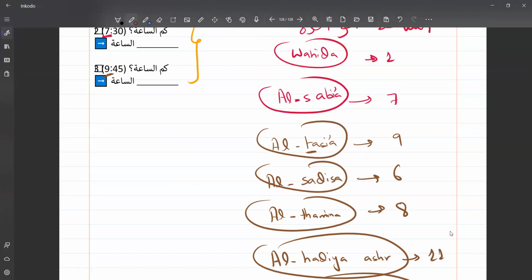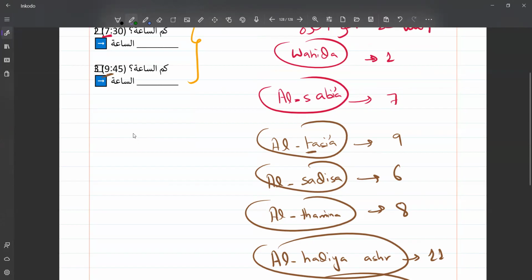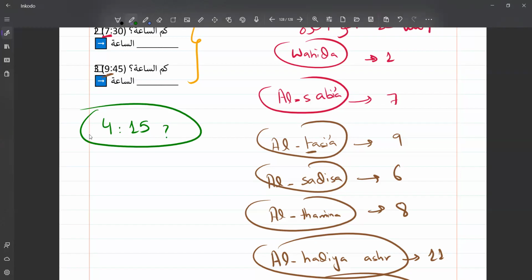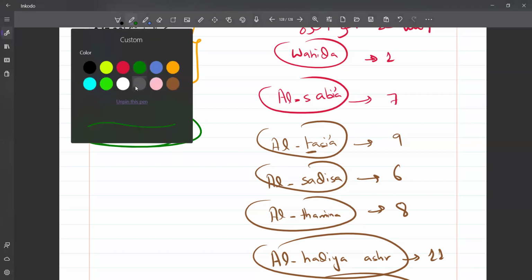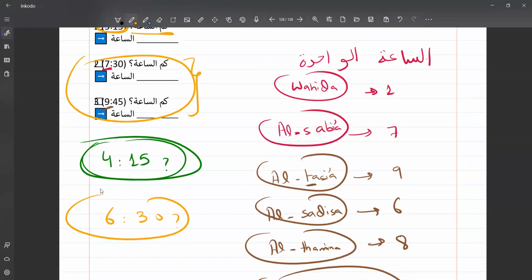So I'm giving you some more tasks to do. You will give the answer in the comment section. Tell me, kam as-sa'a, if the answer is 4:15. What will be the Arabic version of 4:15? How will you say it in Arabic? Or if the time is 6:30, how will you say it in Arabic? Along with these two questions, you will tell me the answers in the comment section. So that's all regarding time in Arabic.